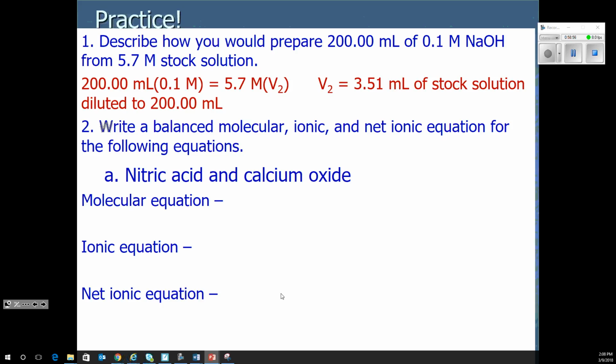CaO. You're thinking calcium hydroxide. This is just oxide.